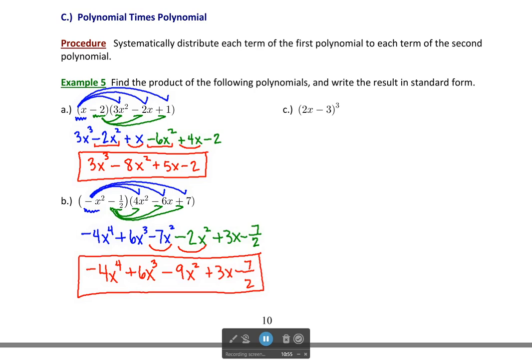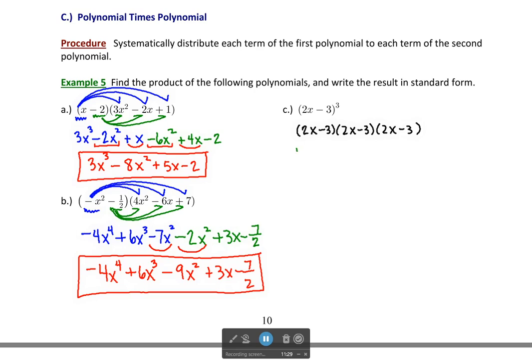Okay, so again, the principle is to multiply every term in the first polynomial by every term in the second polynomial. One more example here, we have 2x minus 3 to the third. Be really careful here that you understand we are not distributing the exponent. Like we did with our squared binomial above, let's rewrite this as 2x minus 3 times 2x minus 3 times 2x minus 3.